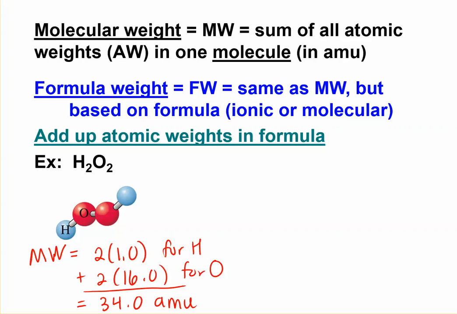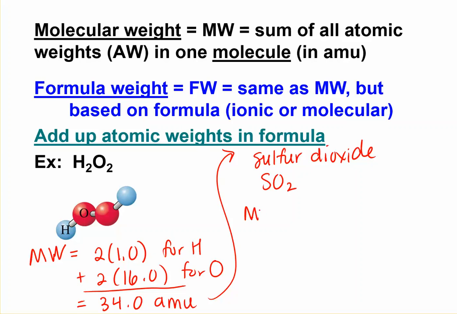Okay, we're going to do another example. Let's look at sulfur dioxide. So some review here. I need to get a formula in order to do a formula weight. Sulfur and oxygen are both nonmetals, so this is just a molecular compound or covalent compound. I just use the prefixes to tell me that it's SO2.